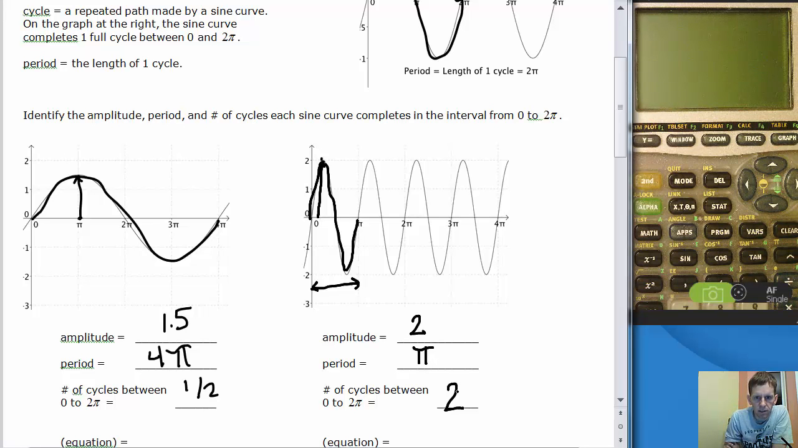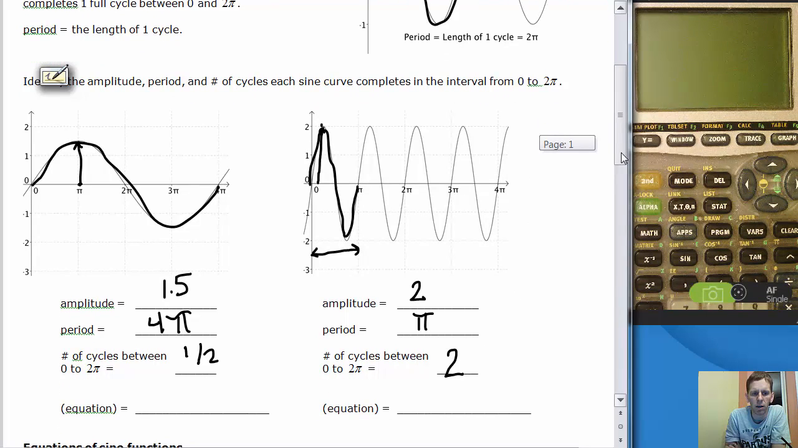So in our second graph, you can see that the amplitude of this graph is equal to 2, because if you go from the center line straight up 2 units, you get to the highest point. You could also go from the center line down 2 units to get to the lowest point, so the amplitude is 2. The period is the length of one of these cycles. A cycle is, again, this S shape here, and it goes from 0 to pi, so pi is the period. And for the number of cycles between 0 and 2 pi, this graph completes one full cycle, and then it completes another full cycle, so that's a total of 2 cycles between 0 and 2 pi.